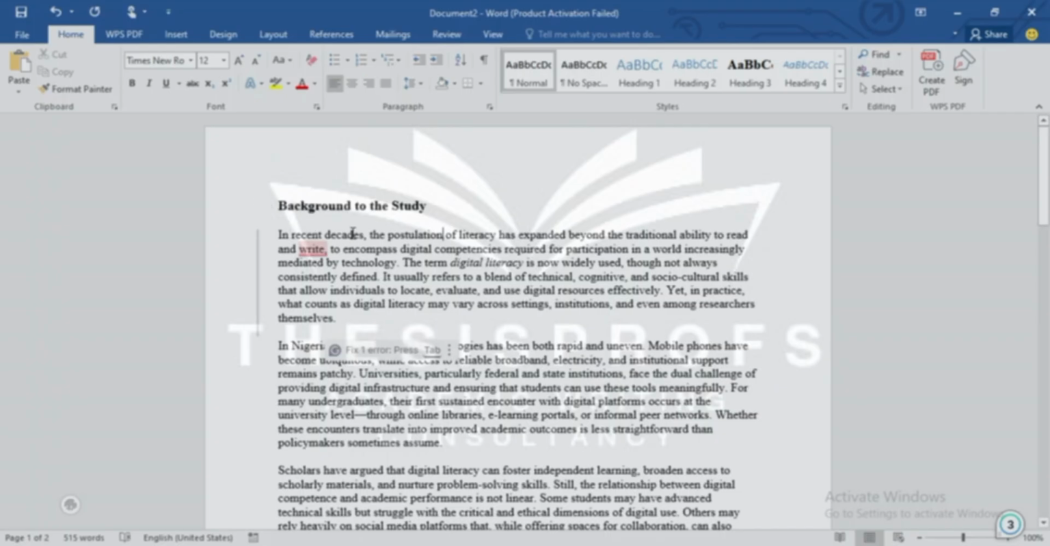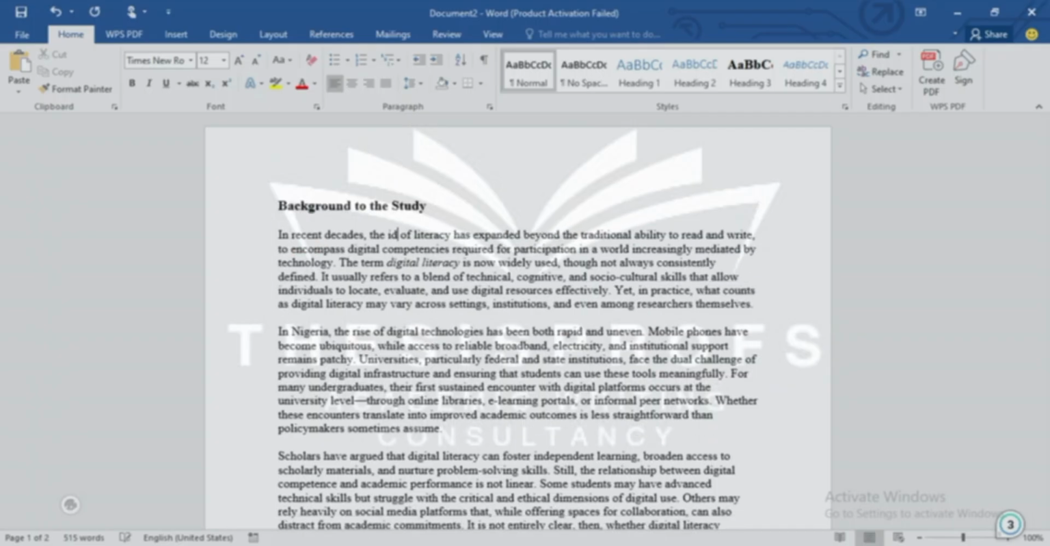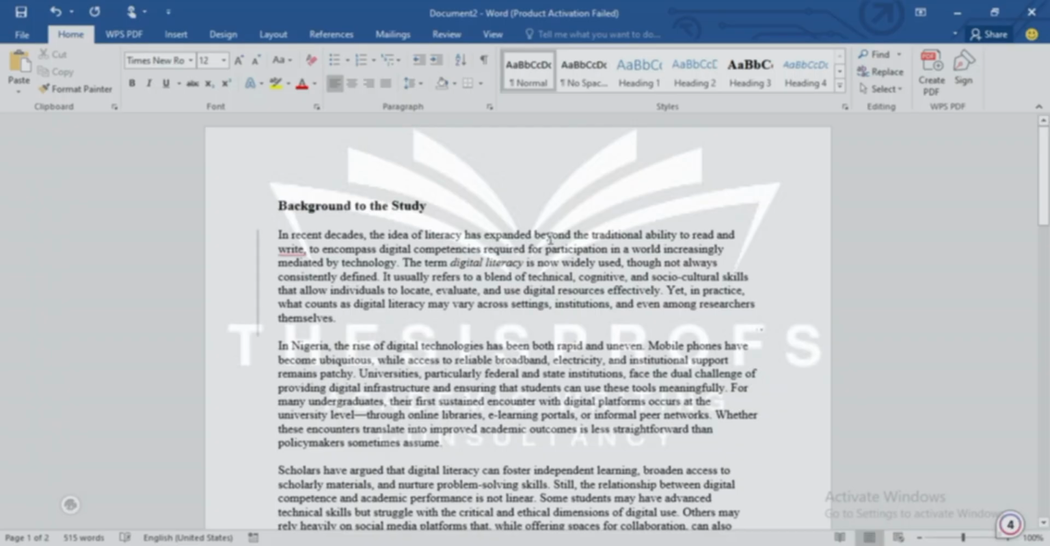So you see, now in recent decades, the postulation, or I could even say the idea of literacy has expanded beyond the traditional ability to read and to write. I could also put to read and to write, to encompass digital competencies required for participation in a world increasingly mediated by technology.